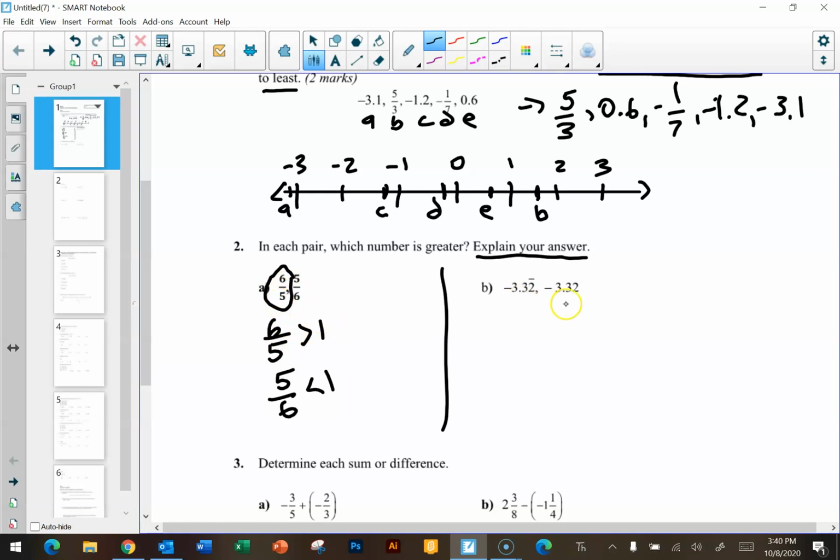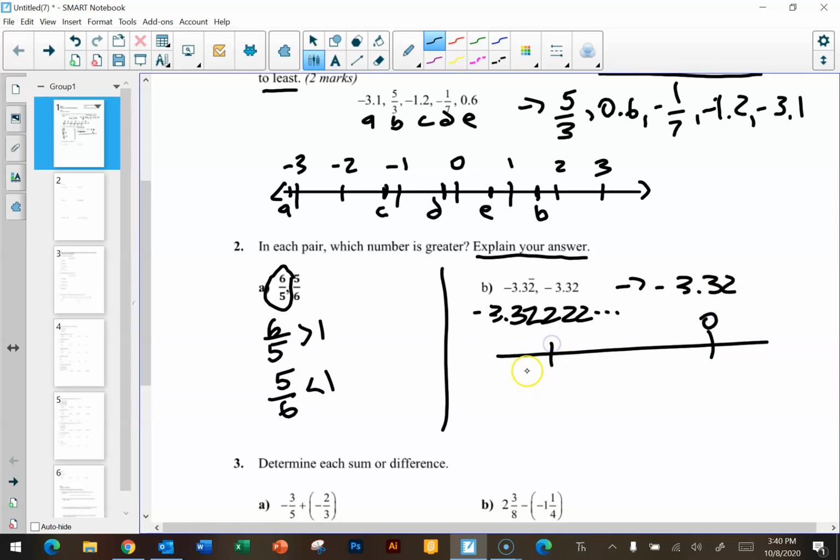This one here, we got -3.32 repeating, so that's really -3.32222 repeating forever, right? And this one is -3.32. So if you look at a number line, if this is 0, and this is -4, -3.2 would be somewhere in here. Okay, so this would be -3.32. And then if there's more numbers, that means it has to be more negative, so it's got to be just on this side of that.